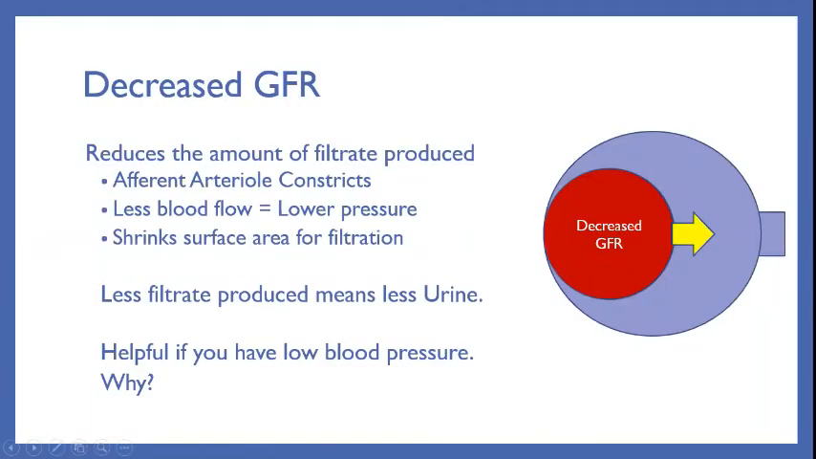Say we need to decrease our GFR. That can reduce the amount of filtrate we're producing. We constrict the afferent arteriole. We have less blood flow, lower pressure, shrinks the surface area for filtration, and less filtrate produced means we have less urine. This is helpful if you have low blood pressure.